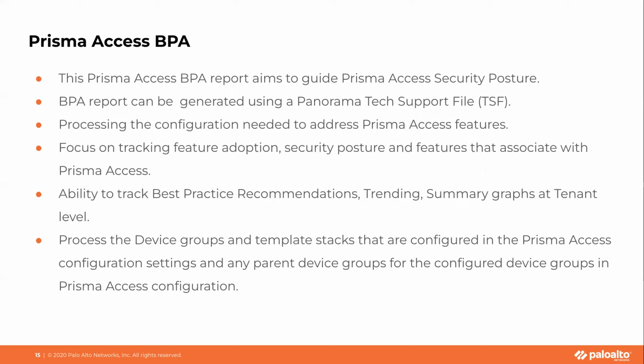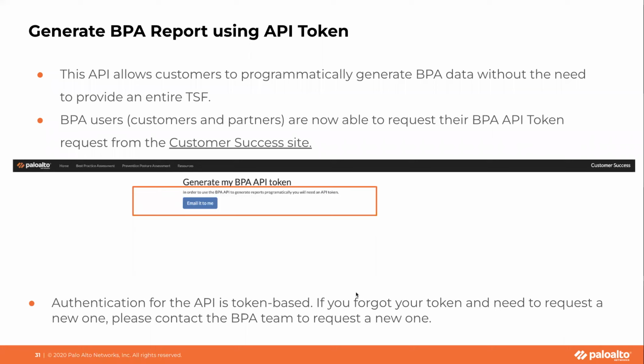Now let's have a look at how to generate the Prisma Access BPA report using API. The API allows customers to programmatically generate the BPA data without the need to provide an entire TSF, or tech support file.